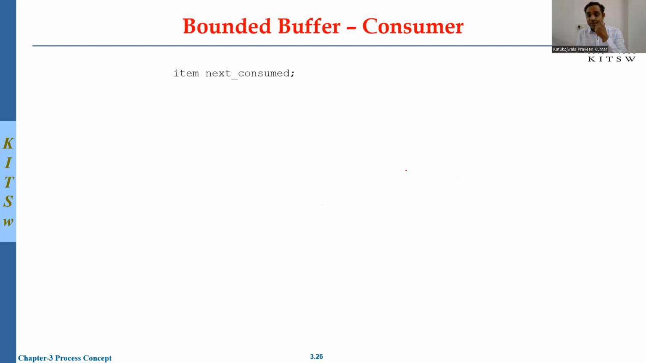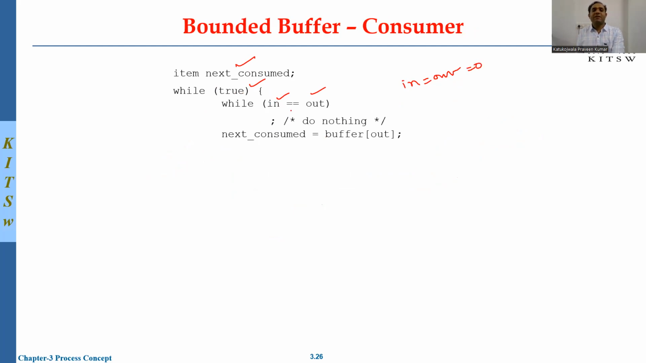So what will happen at the consumer side? Here one more variable is created, that is next consumed. While true, while in is equal to out. Initially in is equal to out is equal to 0. So what will happen if in and out are equal? Do nothing, or else next consumed is equal to buffer of out. Consumed is a variable. In that variable, buffer of out will be stored here.